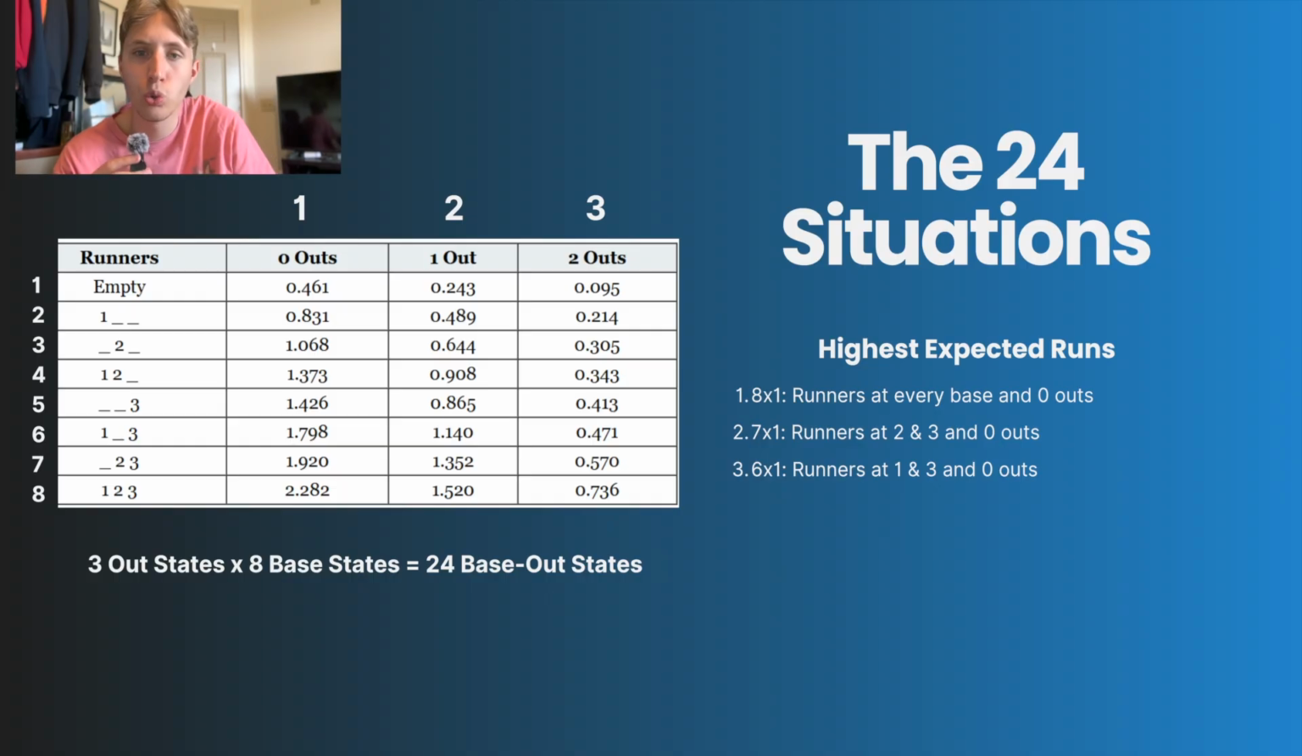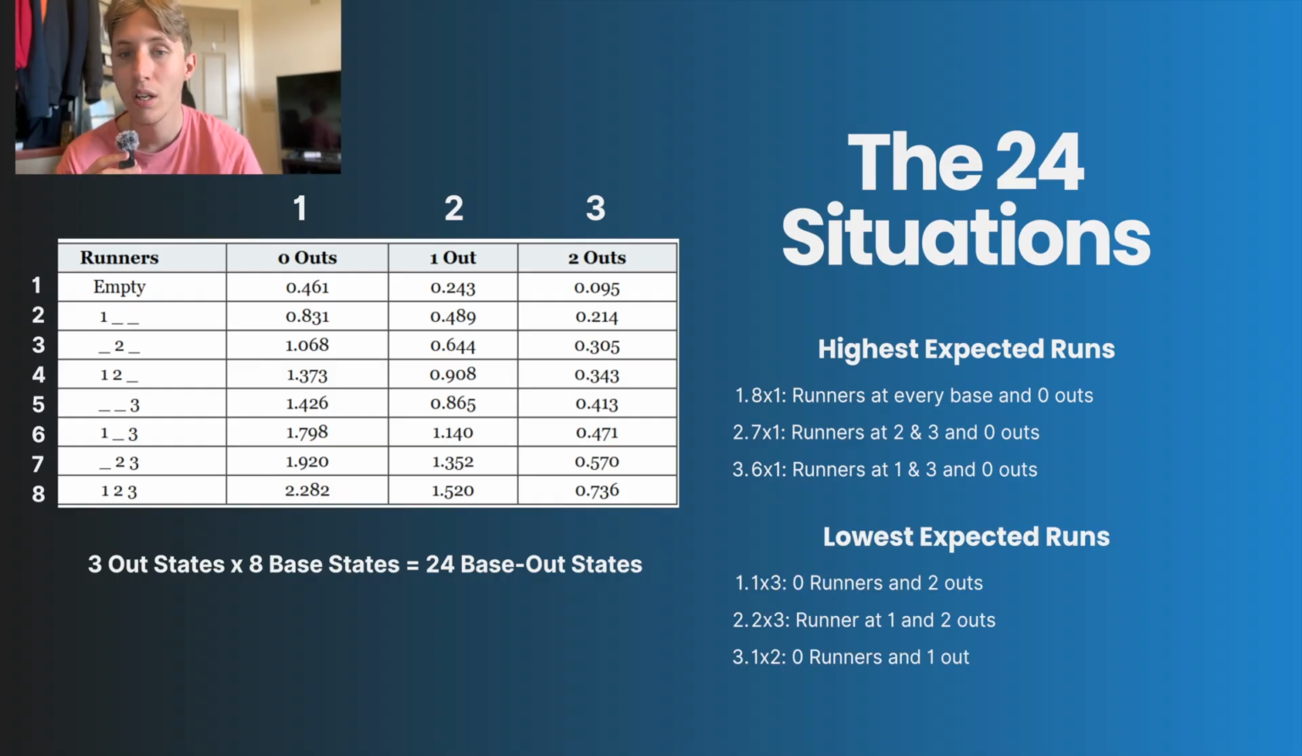So here's what those 24 situations look like. For example, the highest run expectancy comes from having the bases loaded with no outs, and that's worth about 2.3 runs on average. But if you flip that to 2 outs and nobody on, the run expectancy drops to nearly zero at 0.095. Understanding these differences is critical.